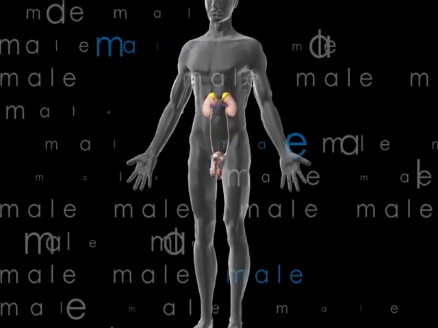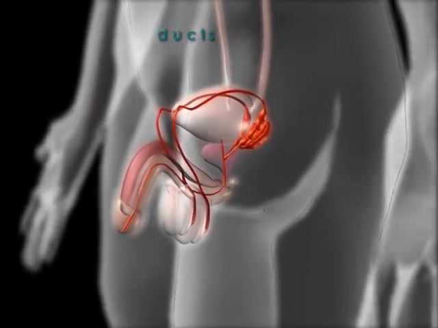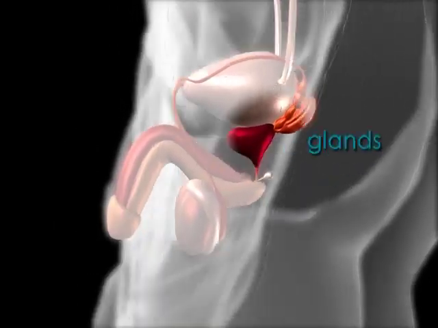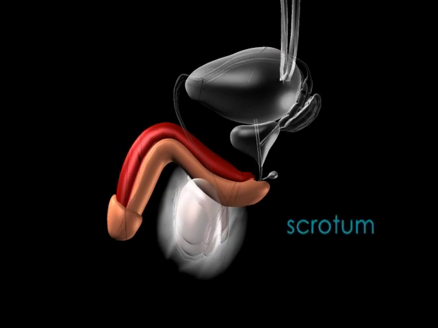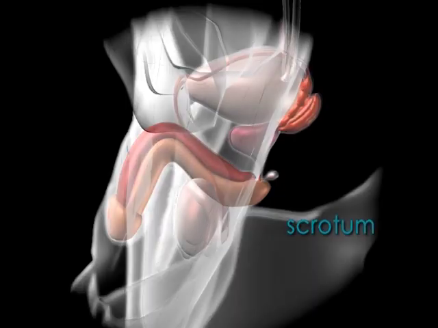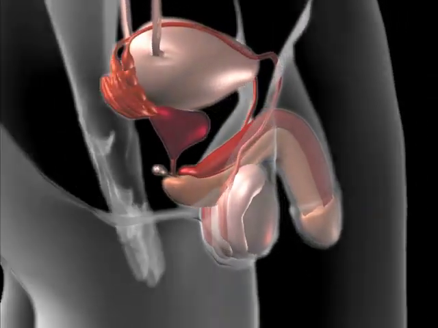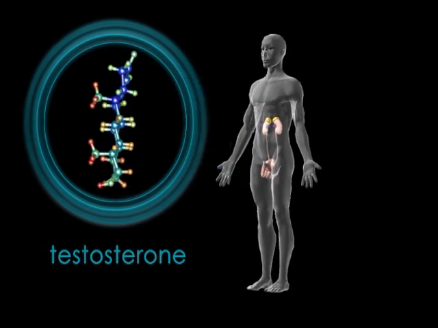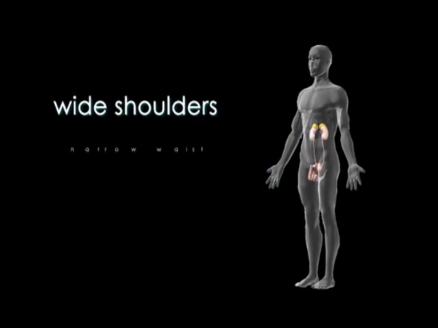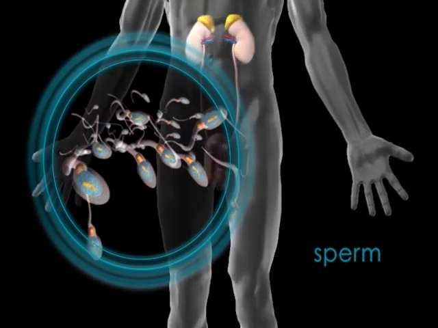In males, the reproductive system is made up of a pair of testes, a variety of tubes called ducts, several glands, the penis, and the scrotum. Let's start with the testes. The testes produce sperm and male sex hormones such as testosterone. The sex hormones maintain the male's physical build: wide shoulders, narrow waist, tall stature. These hormones are also necessary for sperm to be produced.